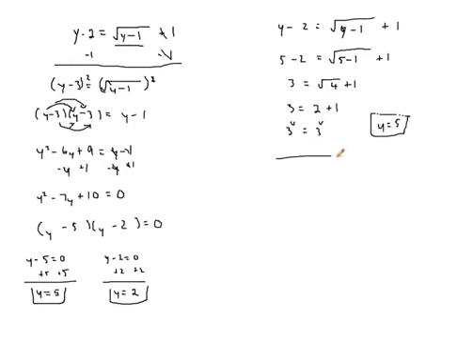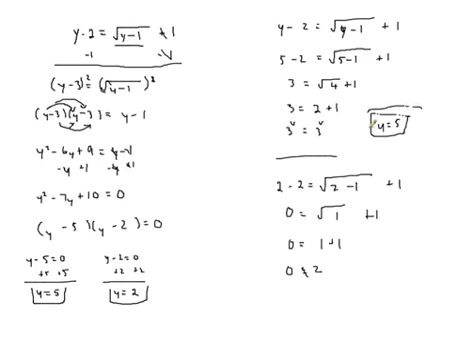So for the next step, let's substitute 2 as y. So using the original equation, we'll say 2 minus 2 is equal to the square root of 2 minus 1, plus 1. So 2 minus 2 on the left side gives us 0. And on the square root side, well, 2 minus 1 gives us 1, and we know that the square root of 1 is going to be 1, so 1 plus 1. So 0 is equal to 2, so therefore that proves that y equals 2 is not a possible answer. So the possible answer for this radical is where y is equal to 5.